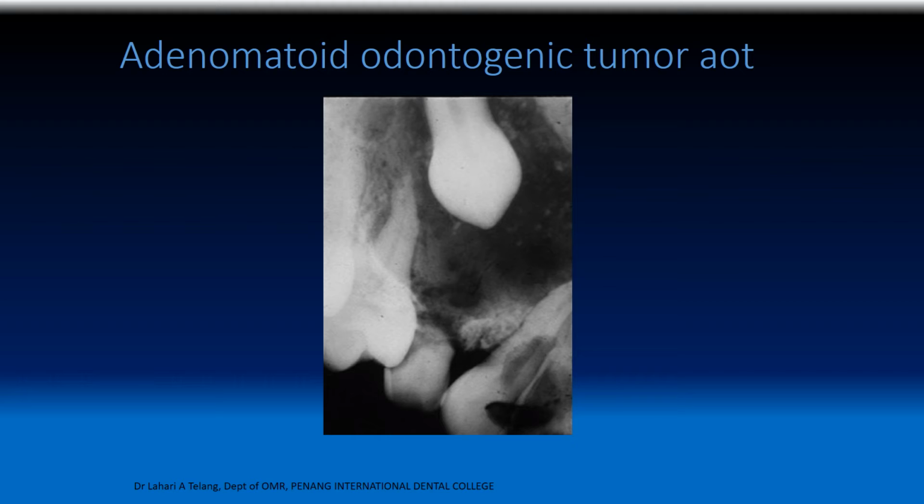Adenomatoid odontogenic tumor, also called AOT. Classical area of involvement is the maxillary canine region. You would see that the radiolucency surrounds the canine with multiple small tiny radiopaque flecks seen within the well-defined radiolucent area. This is an adenomatoid odontogenic tumor.